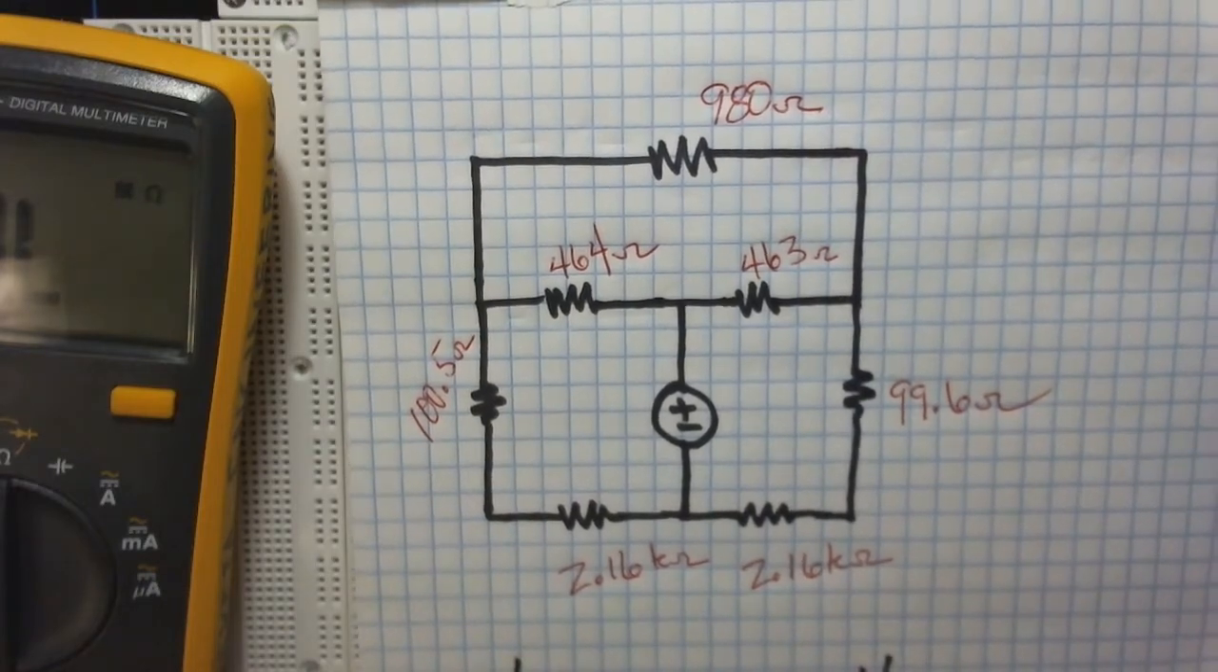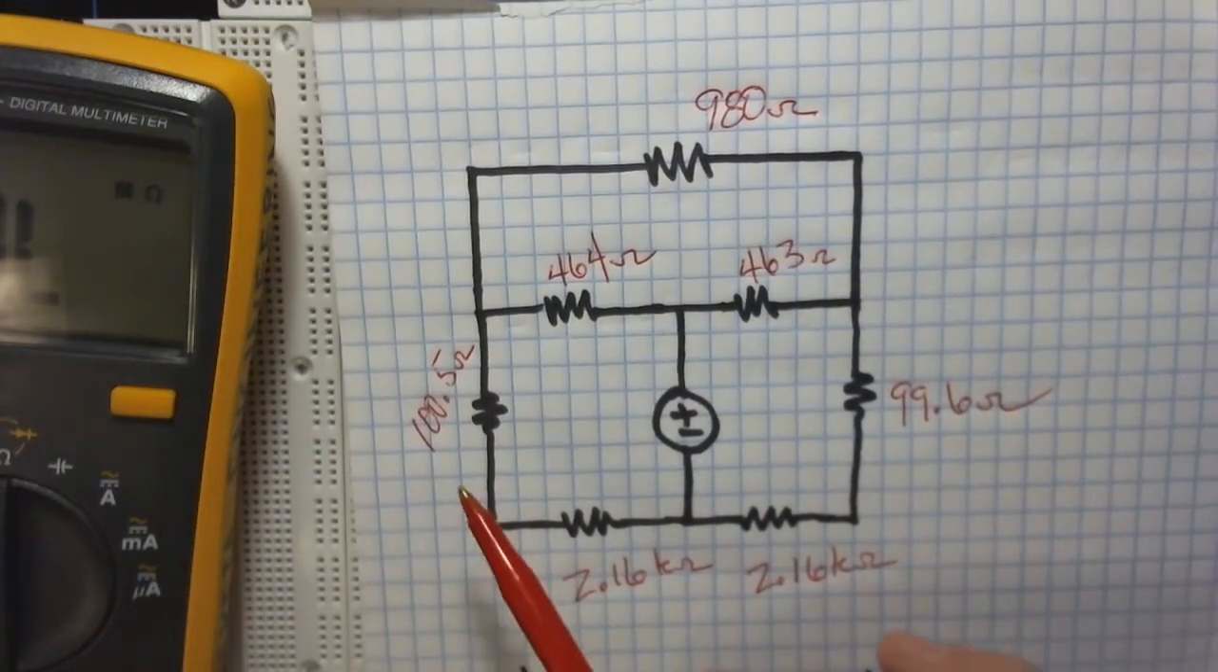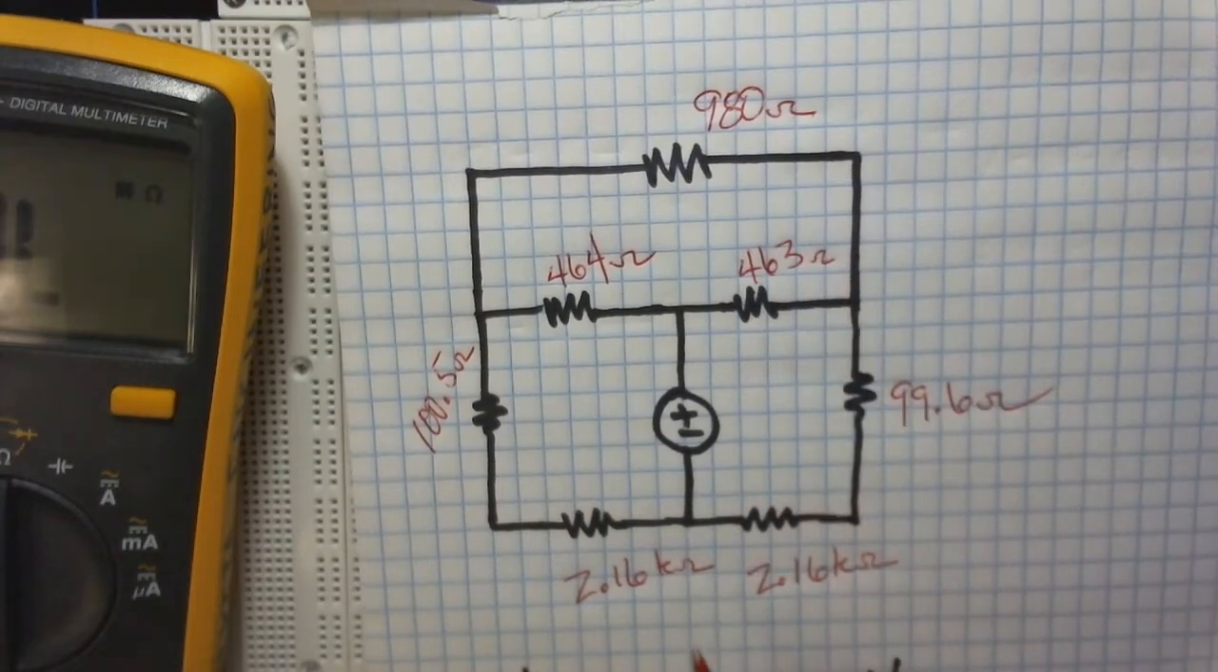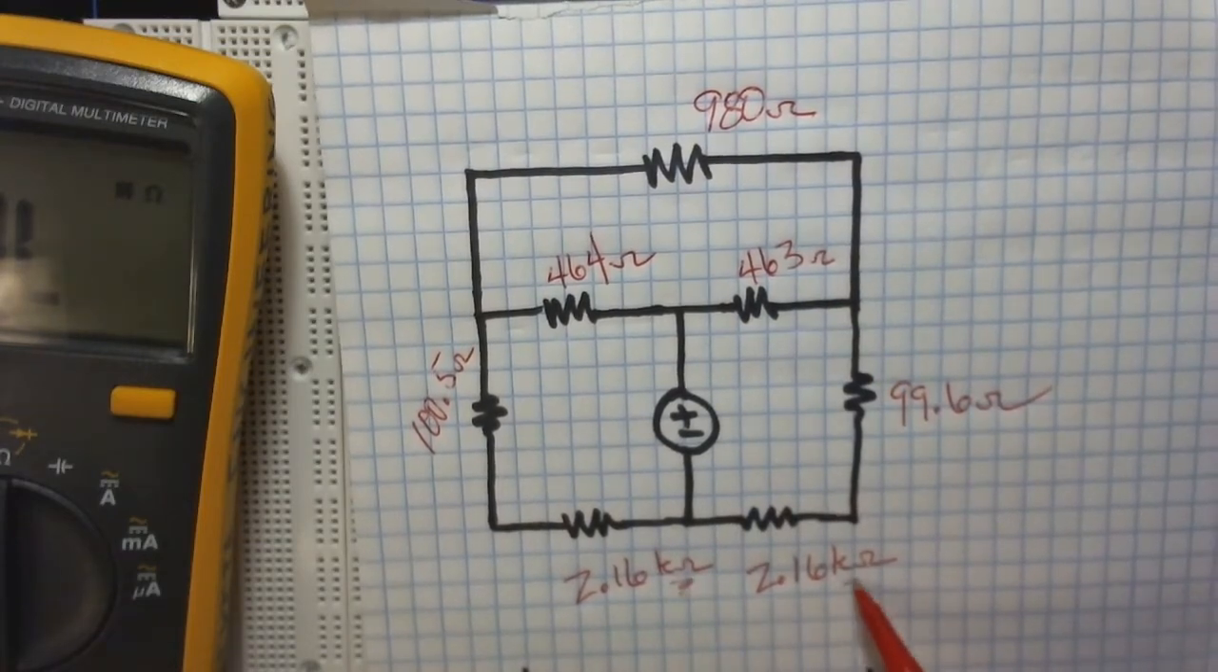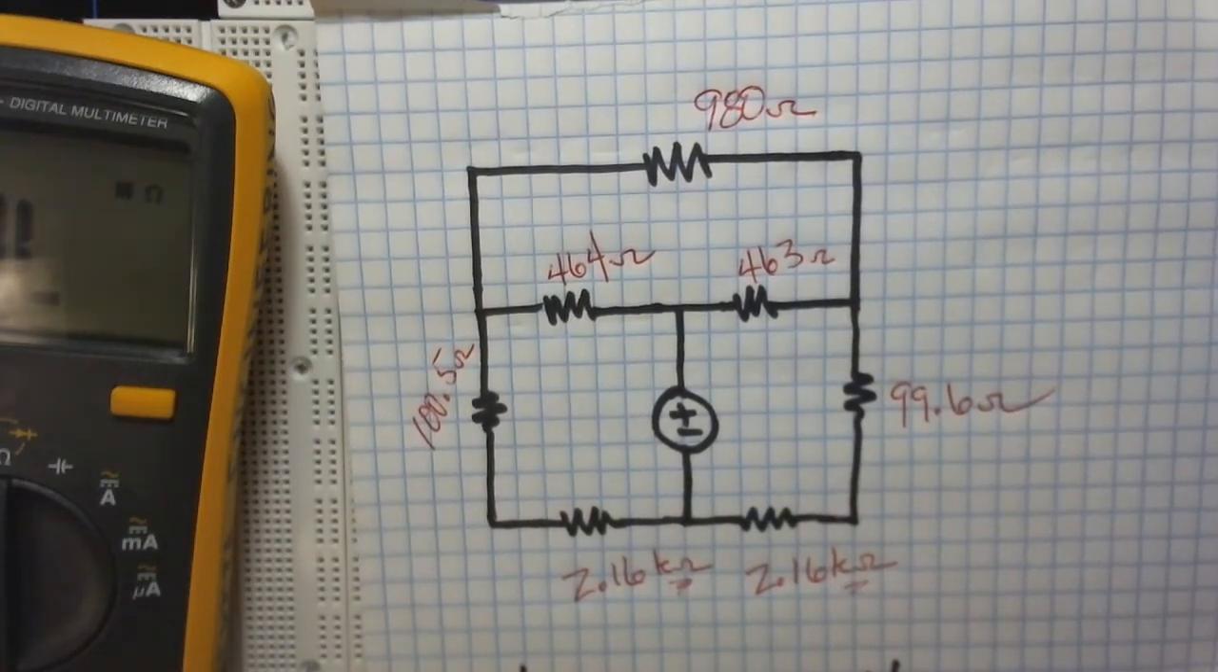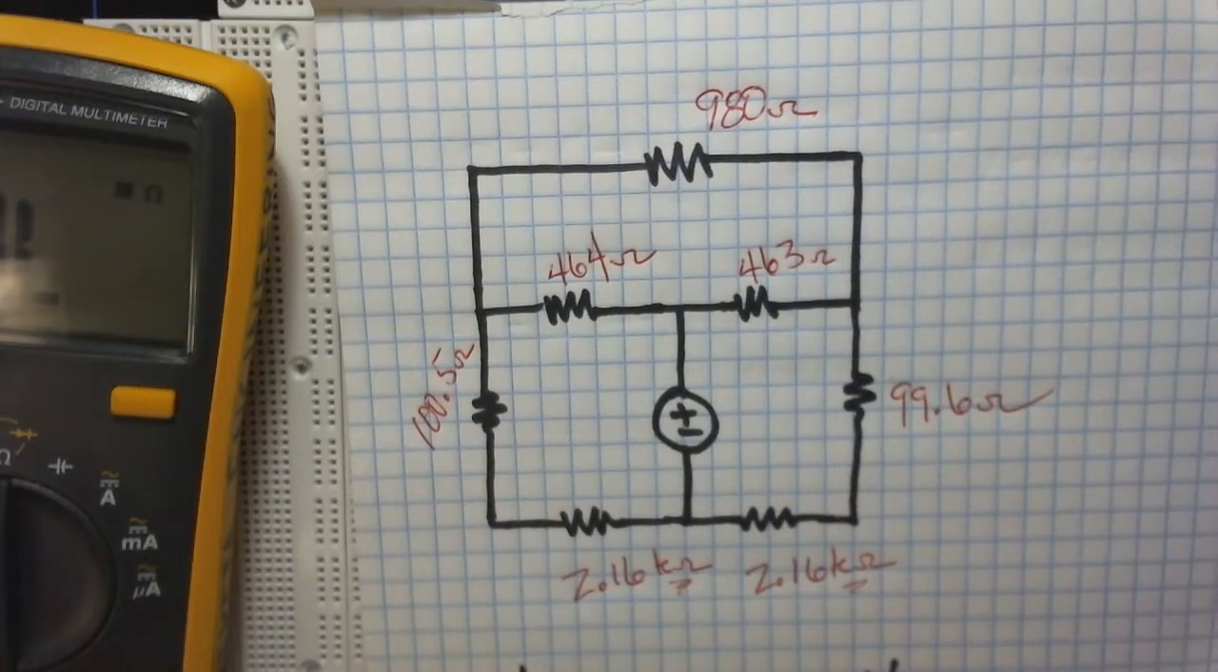The only other thing that I need to be careful of is I've got mixed units. These are all ohms up here. These are K ohms. So be very careful of that. Well, I think with that we're ready to get started.